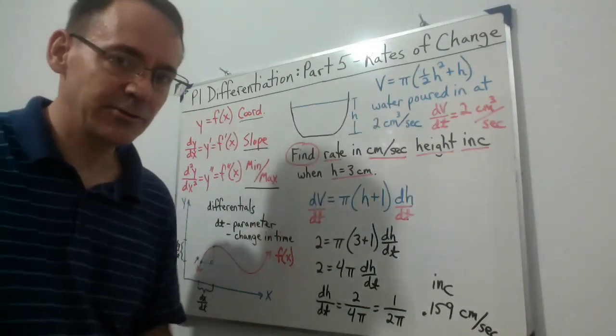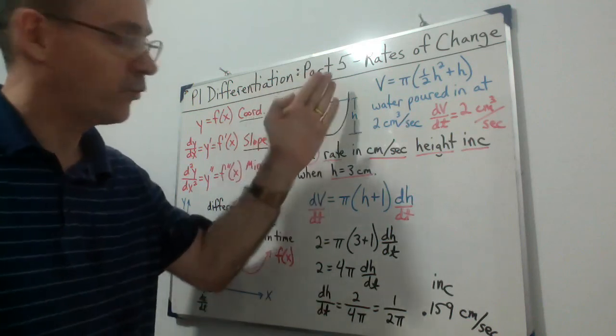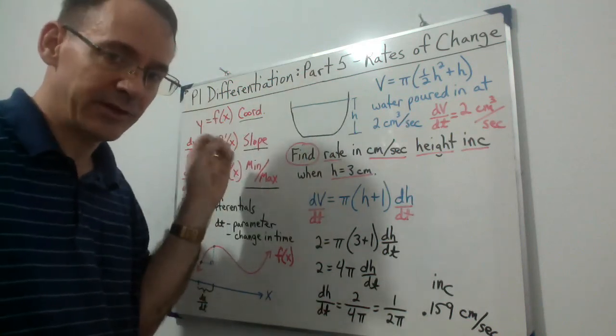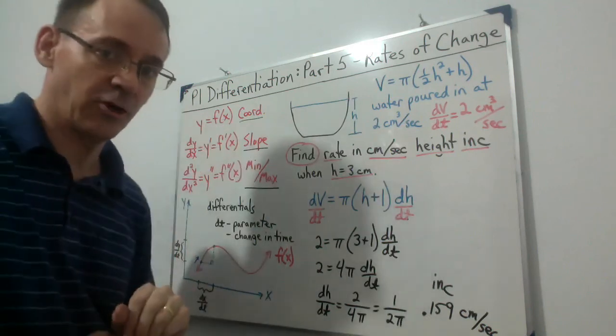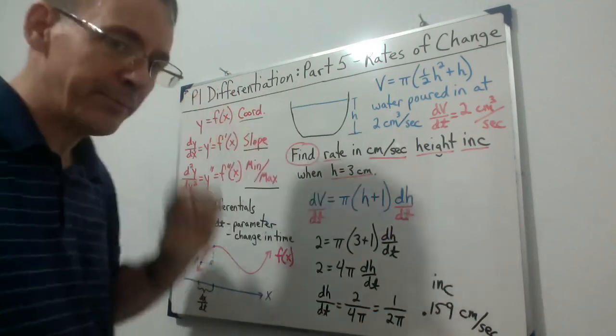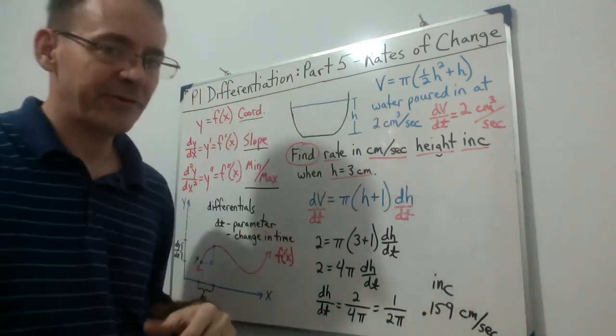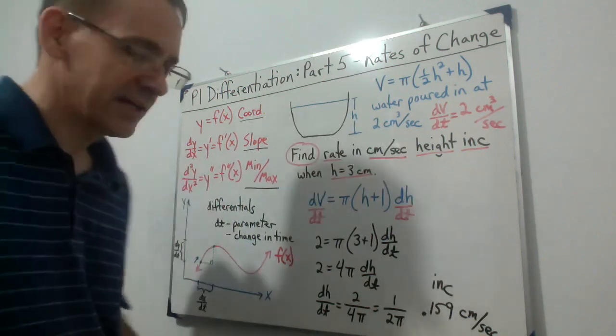This concludes our unit on differentiation. So the first part one was how to do the derivative and the concept of the derivative being mainly algebraic slope. Then part 2, 3, and 4 were various slope applications. And now part 5, this rate of change application using the differentials.